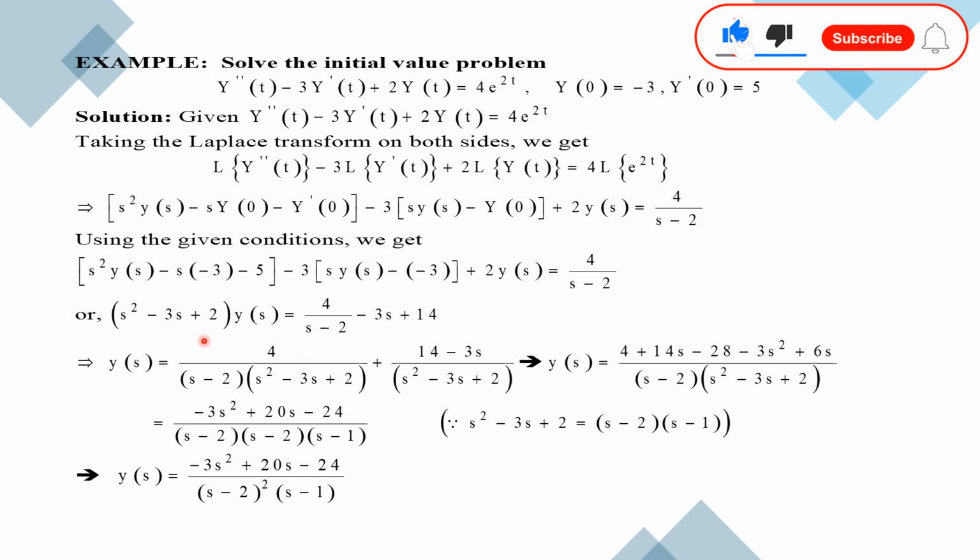Now divide both sides by s square minus 3s plus 2, you will have Y of s equal to 4 over s minus 2, minus 3s plus 14, divided by s square minus 3s plus 2. So Y of s, taking the LCM, you will have the LCM s minus 2 times s square minus 3s plus 2. So here 4 is raised here, and s minus 2 must be multiplied by 14 minus 3s. So we will have 4 plus 14s minus 28, minus 3s square plus 6s.